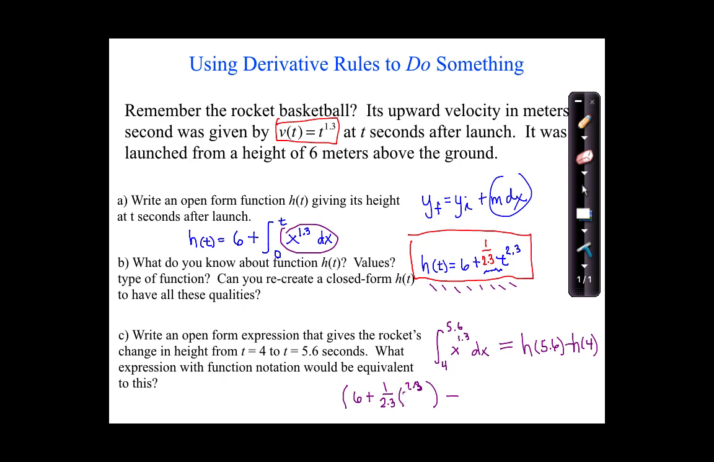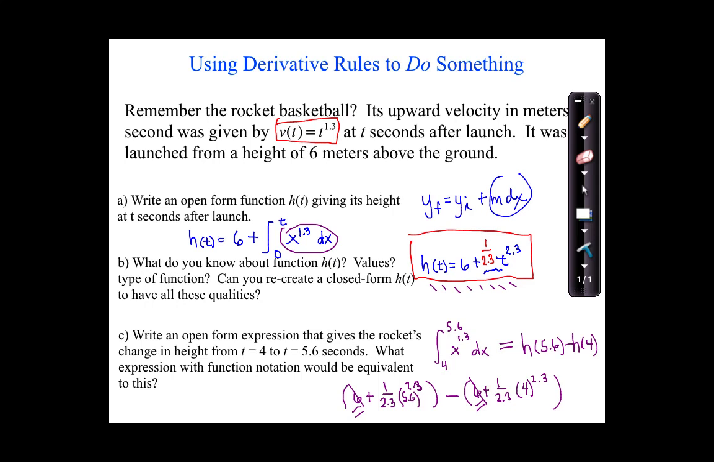5.6 to the 2.3 power, minus, with a 4 in there, 6 plus 1 over 2.3 times 4 to the 2.3 power. And what I want to point out about this, in terms of simplifying, is that you could just throw that in a calculator. But notice there's a 6 in the beginning, and there's a 6 in the end after the subtraction. Those two would cancel out.